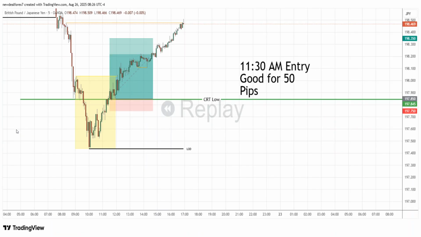Let's take a look at the entry though. This was good for 50 pips. I think a 50 pip max take profit is ideal for this setup. And you should be able to get it if the range allows.